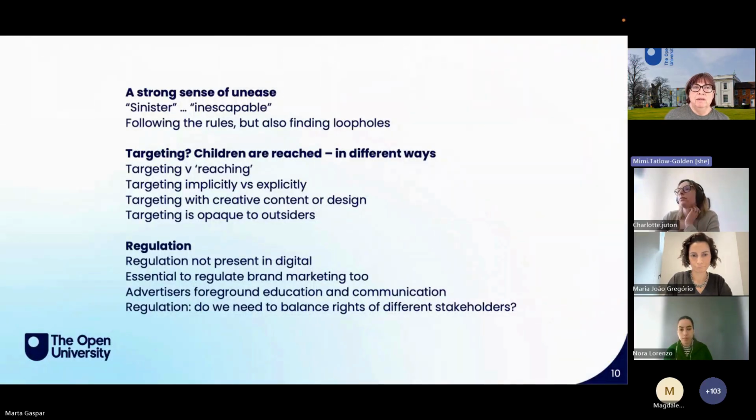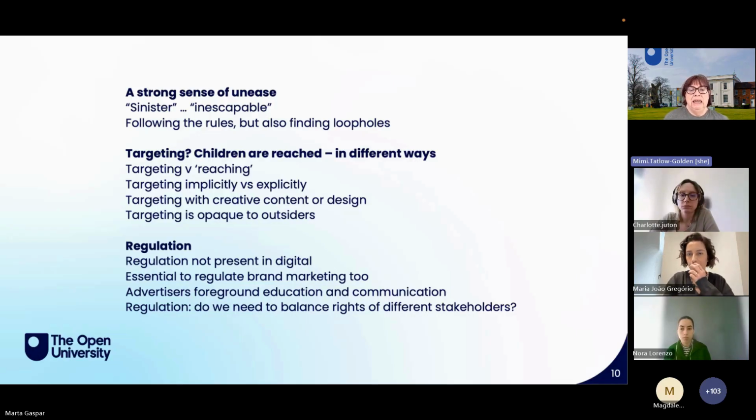So overall, as the advertisers were describing this landscape that they all actively work in, what came through was really striking: a really strong sense of unease that they had around it. As they spoke about it, they would describe the enjoyment and the challenge of new media and what it offered. And then they would reflect more and say, well, it is sinister, it's inescapable. We do follow the rules, they emphasized, but there are so many loopholes.